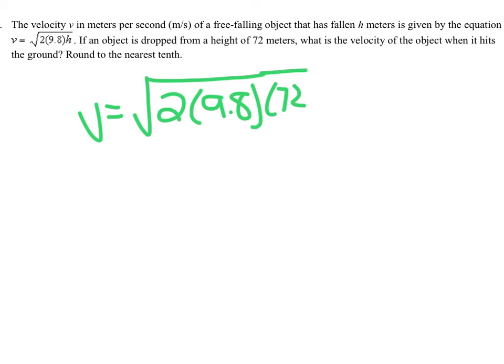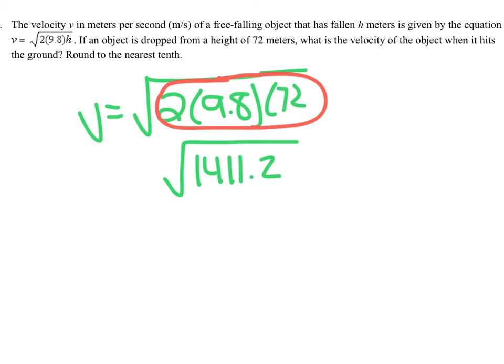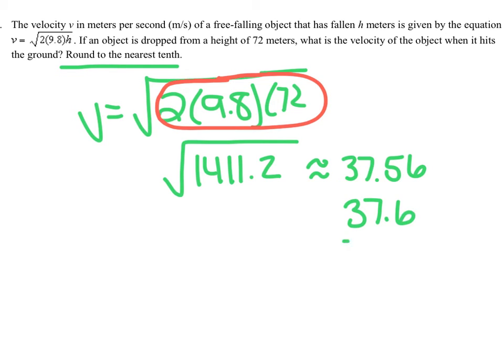So first things first, let's go ahead and go to our calculator and plug all of that into the calculator. When I do that, I get an answer of 1,411.2. But I still have the radical over it, so now you have to do the square root of that number, and that's where we get 37.56. They want us to round to the nearest tenth, so then my answer would be 37.6.